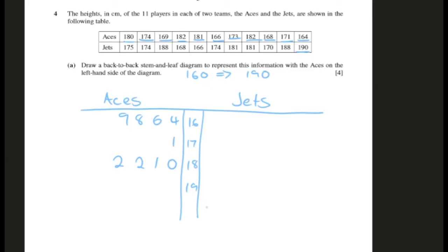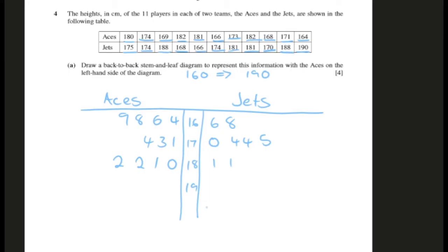Let's move on to the Jets. For the Jets, we have 166 and 168, so that's 6, 8. We have 170, 0. We have 174 and 174 again. And then we have 175. We have two 181s. And we have two 188s. And finally we have a 190.